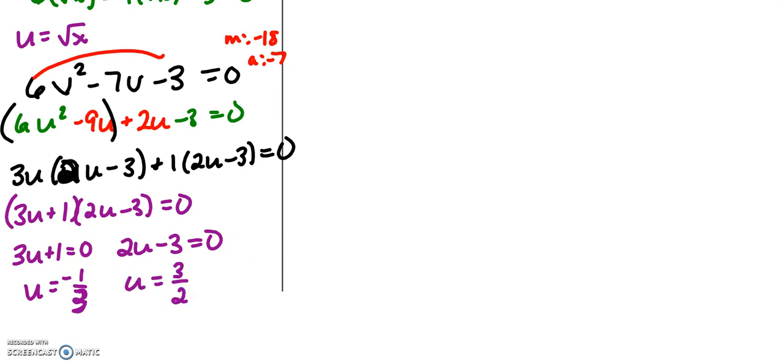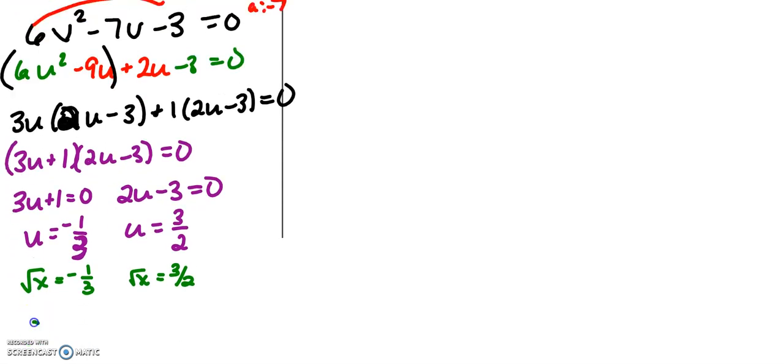But this question said to solve for x, not for u. So we're going to go back and we're going to replace u with the original substitution that we made. And then to get rid of that square root, we're going to square both sides. So x equals 1/9 and x equals 9/4.